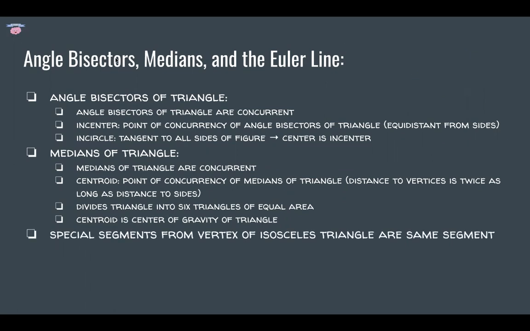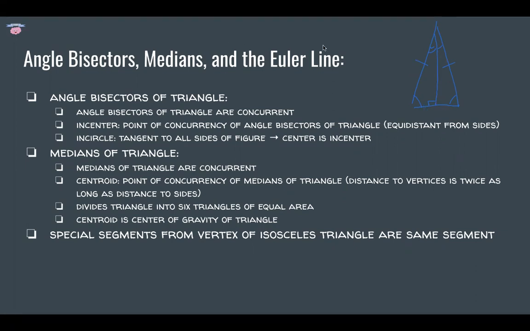So the special segments from the vertex of an isosceles triangle are the same segment. Nice theorem, very useful when we're talking about isosceles triangles. If we're given this isosceles triangle, then this is the altitude. This is the perpendicular bisector. This is the angle bisector. And this is the median. That's amazing because we can use this to solve so many problems, and we can actually prove it rather easily.